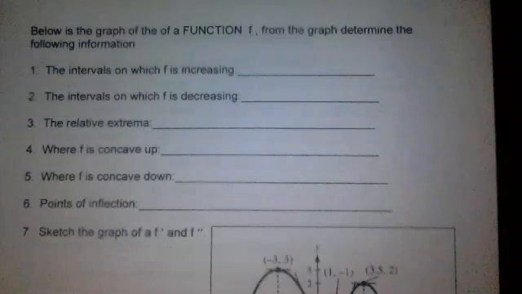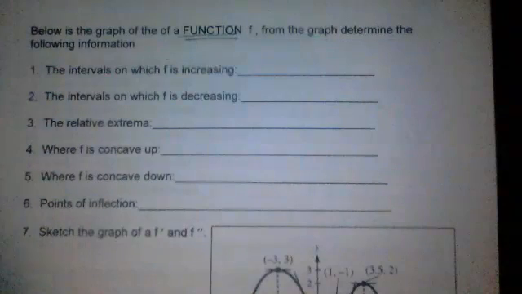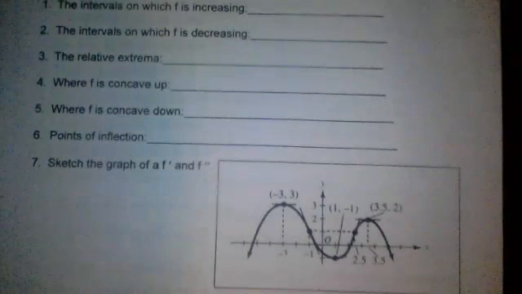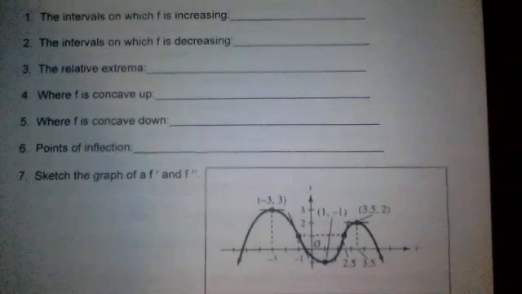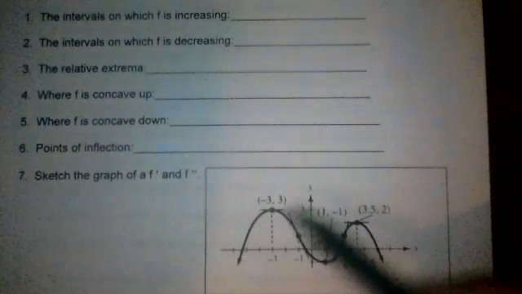In our second example, they're giving us a graph of the function and asking us to determine all of this information. Determining the information should be pretty easy because we're looking at the graph. So we're just trying to look at the graph and determine where it's going up. And so it looks like it's going up from negative infinity until we get to negative 3. So negative infinity to negative 3.